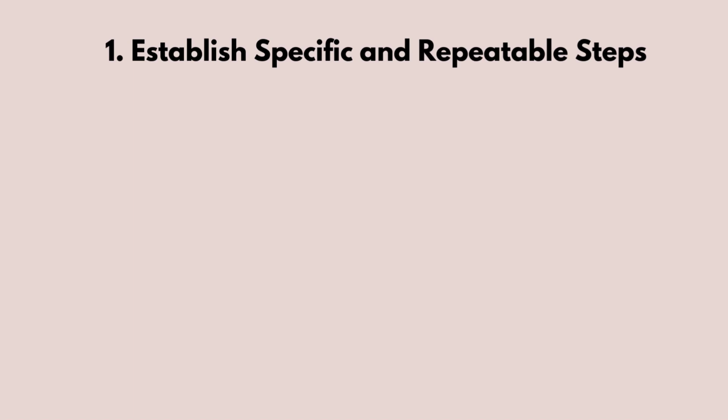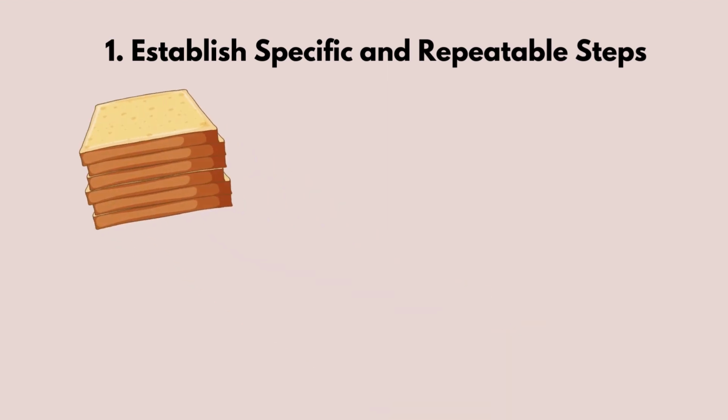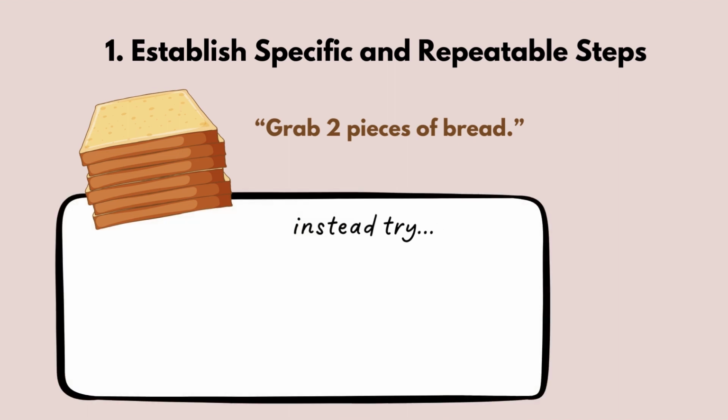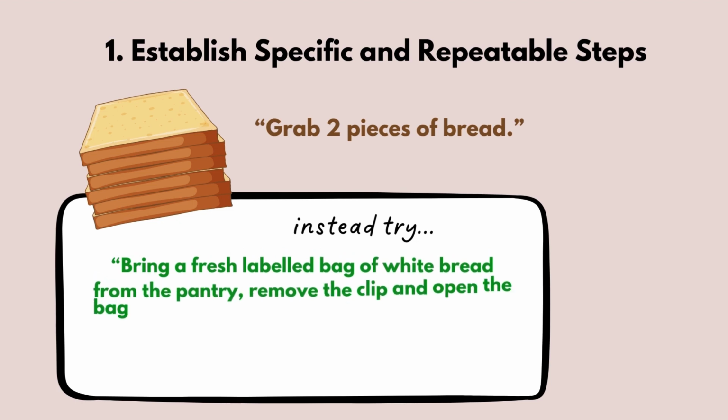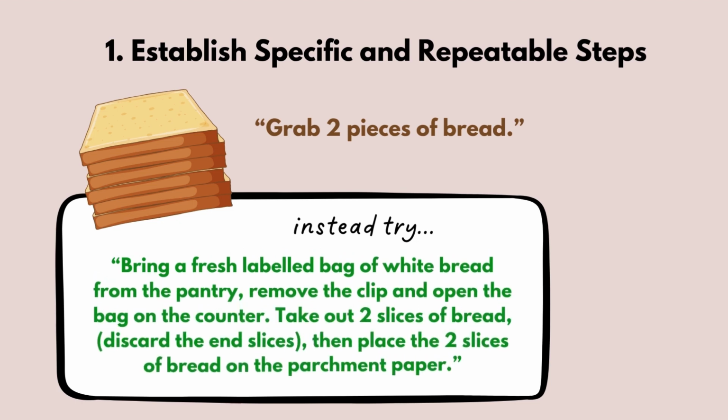Unless the steps are specific and easy to understand, Michael could end up with completely different results. For example, simply instructing, "Grab 2 pieces of bread" seems unclear. Instead, the instruction could be, "Bring a fresh labeled bag of white bread from the pantry, remove the clip, and open the bag on the counter.